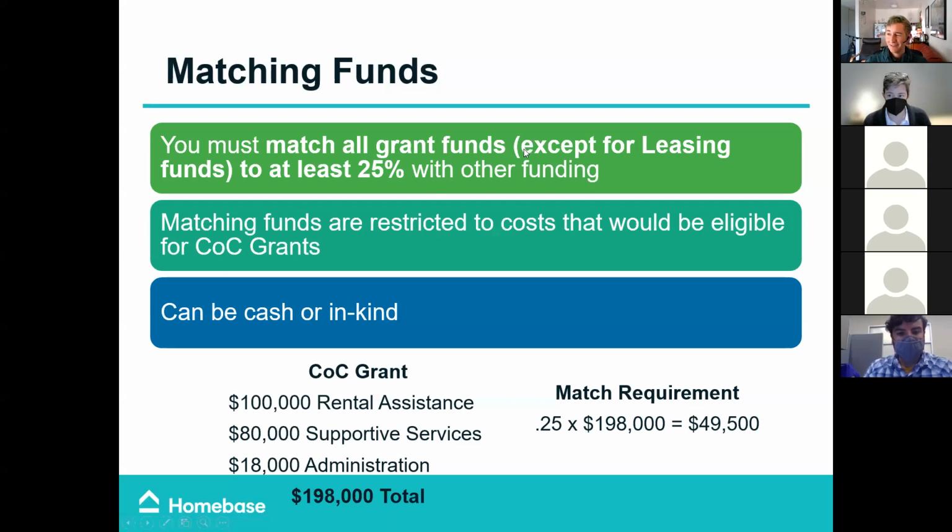The last thing to note is that leasing funds don't need to be matched. So if instead of $100,000 of rental assistance, you requested $100,000 of leasing, because that was the project design you wanted to do, you would only have $98,000 that you would need to match instead of the whole $198,000. I'm not sure why, but that's just how it is. Another great example of those really intricate rules that it's good to pay attention to. We have other resources on matching funds if you'd like more information on this as well.